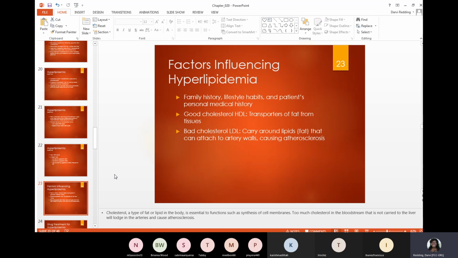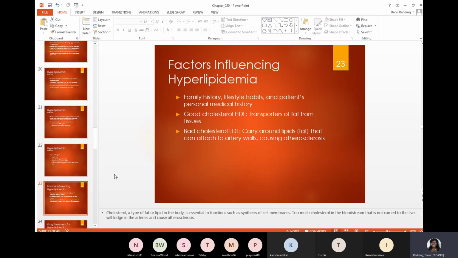Now, good cholesterol, again, is considered HDL because they transport the fat from the tissue. Now, with bad cholesterol, that's known as the LDL, that carries around lipids. It carries around the fat, and those fats attach to the artery walls, which can cause atherosclerosis. So too much cholesterol in the bloodstream that's not carried to the liver will lodge in the arteries and cause atherosclerosis.